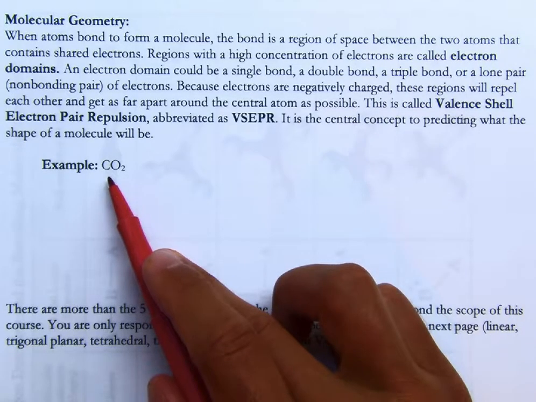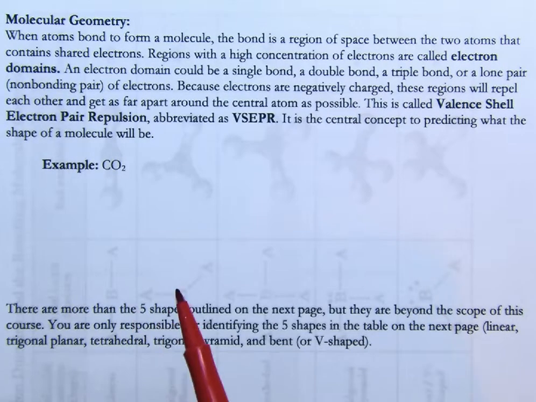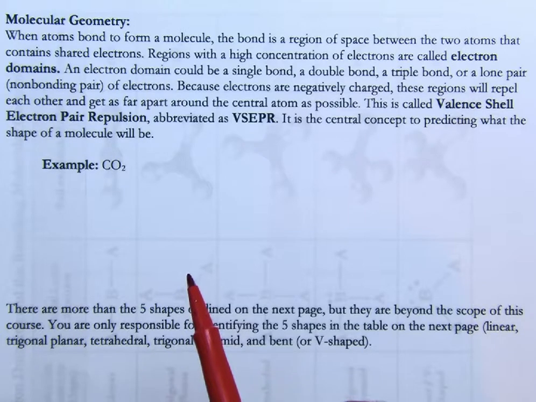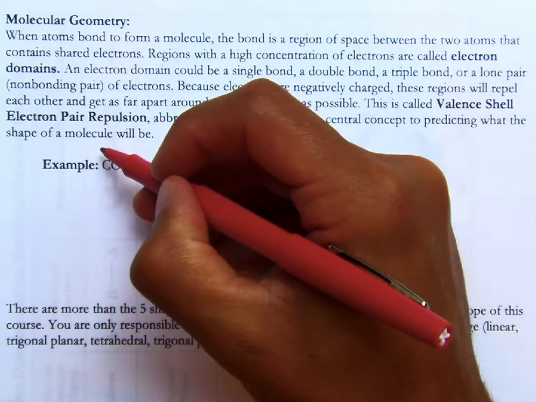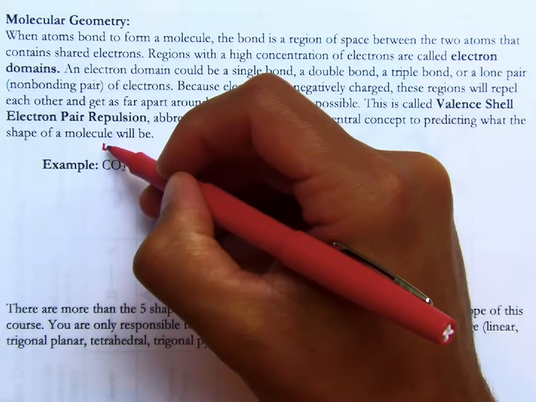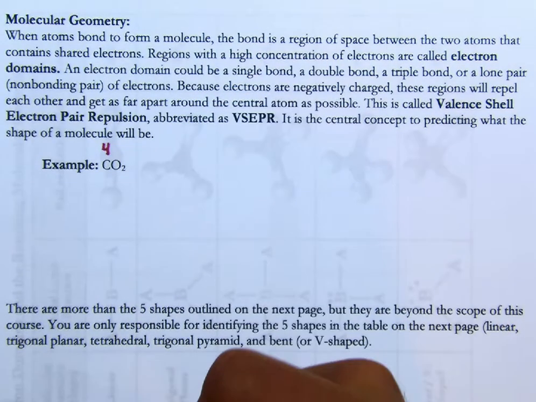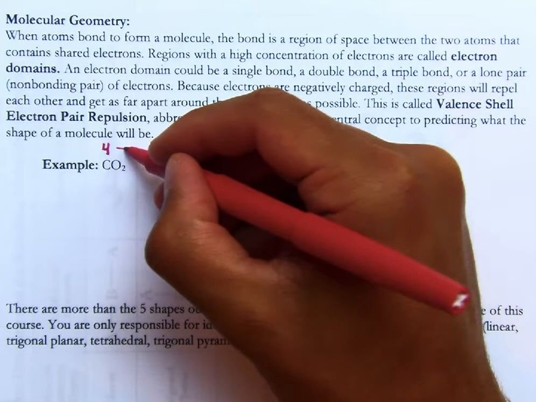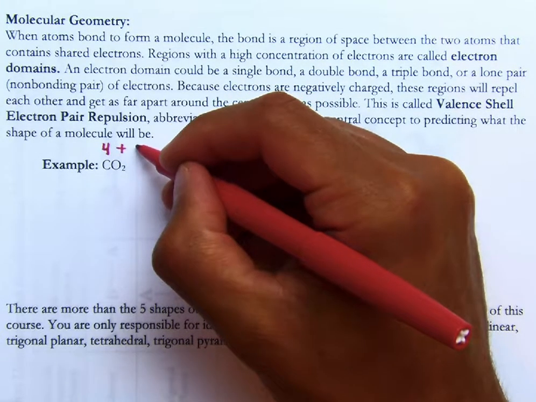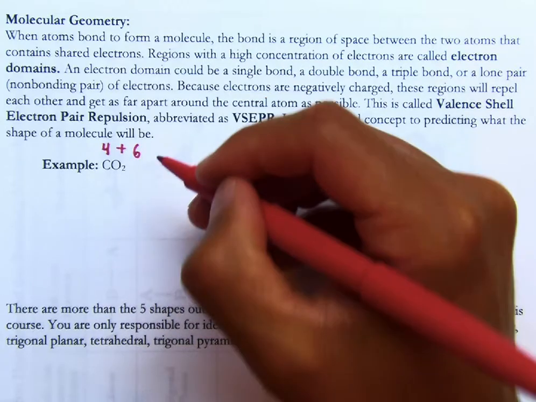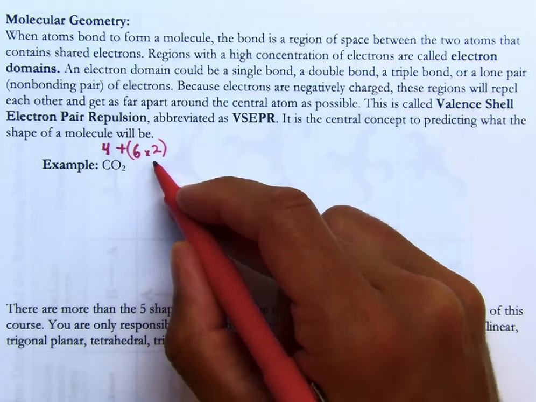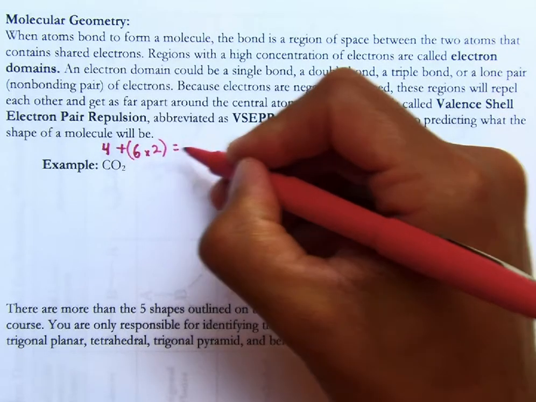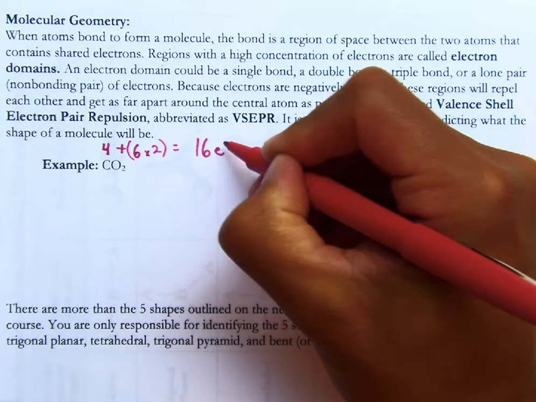So here's an example, CO2. If you want to know what the shape will be, you have to draw the Lewis structure and then look at the domains. Carbon is in column 4A on the periodic table, so it has 4 valence electrons. Oxygen is in column 6A, so it has 6 valence electrons, and there are 2 of them. So 6 times 2 is 12, plus 4 is 16 electrons.